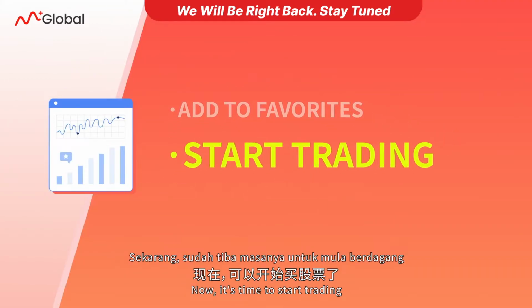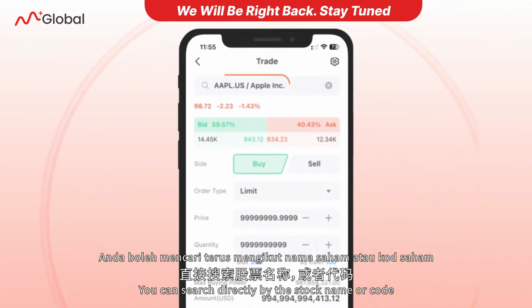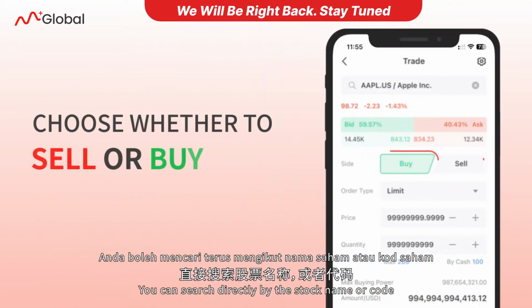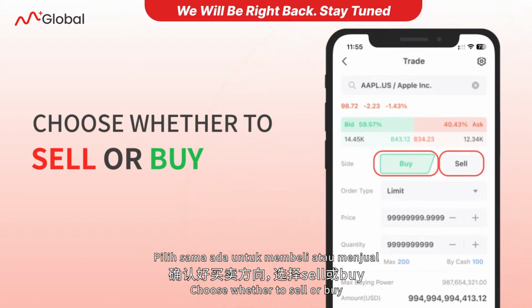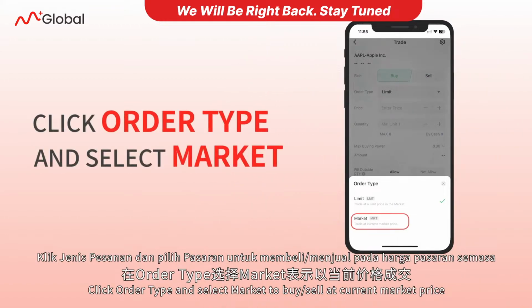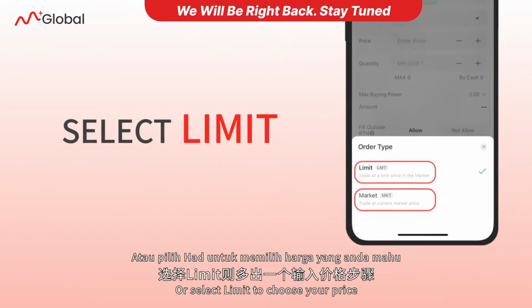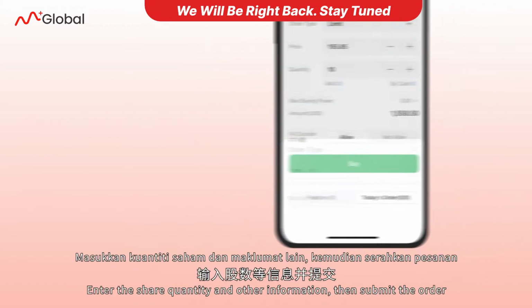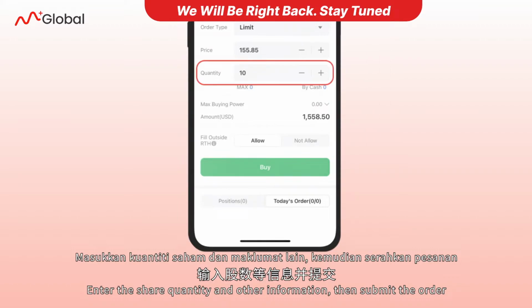Now it's time to start trading. You can search directly by the stock name or code. Choose whether to sell or buy, click Order Type and select Market to buy or sell at current market price, or select Limit to choose your price. Enter the share quantity and other information, then submit the order.